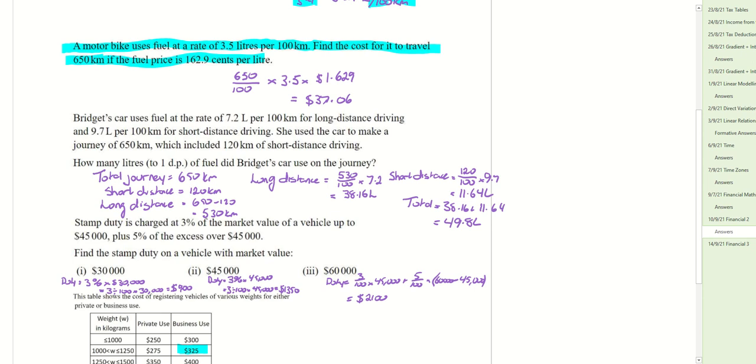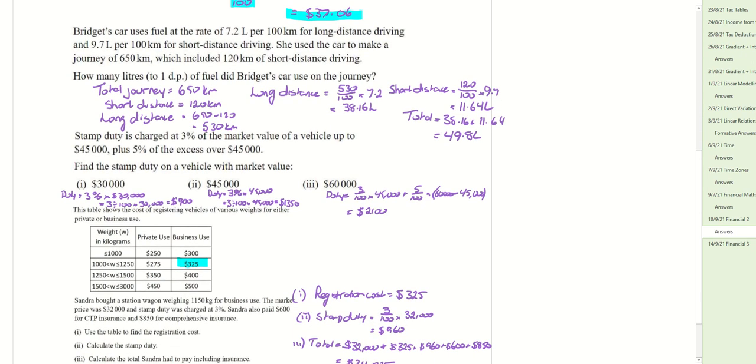per 100 kilometres. So we've got 650 kilometres divided by 100, lots of 3.5 litres. So it's 650 divided by 100 times the 3.5 litres times the $1.629. Putting that in our calculator, that will come out at $37.06.